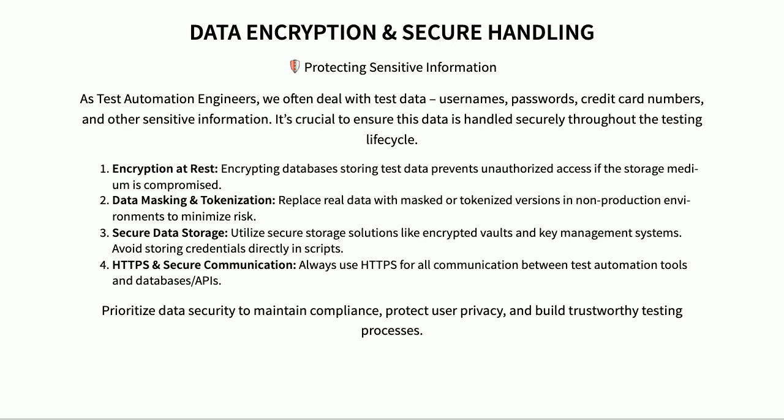Okay, let's talk about keeping our test data safe. As test automation engineers, we frequently work with sensitive information, so it's super important that we handle it securely. Think of encryption as like putting a lock on your database. Only those with the key can access it. We also need to use techniques like masking or tokenizing real data when we're testing in environments that aren't live, and making sure our data storage is properly protected. And don't forget about using HTTPS for all communication. Think of it as a secure tunnel. Ultimately, protecting test data isn't just about compliance, it's about building trust and respecting user privacy.